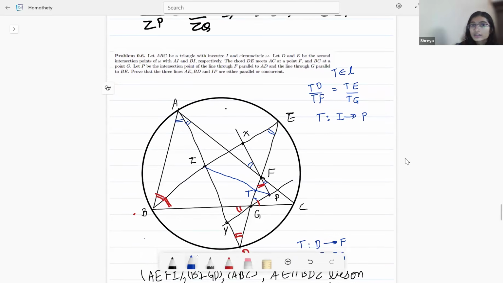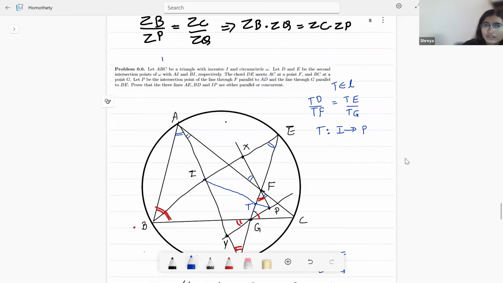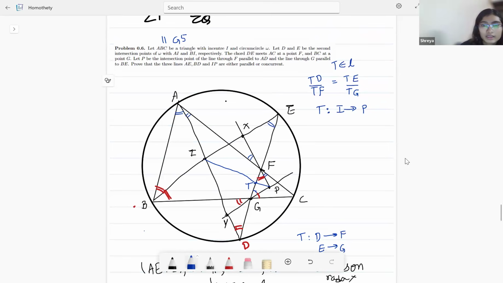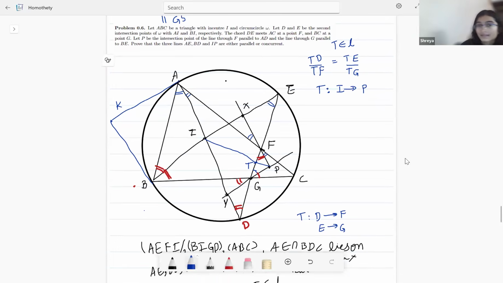So the original, I think it was 11 G5, it was from G5, not exactly this, it's slightly modified. In the other problem it was not IP, it was KP, where K is this intersection. The K also lies on this, which you can show by Pascal. You can show that KI and A cap BD are collinear by Pascal.